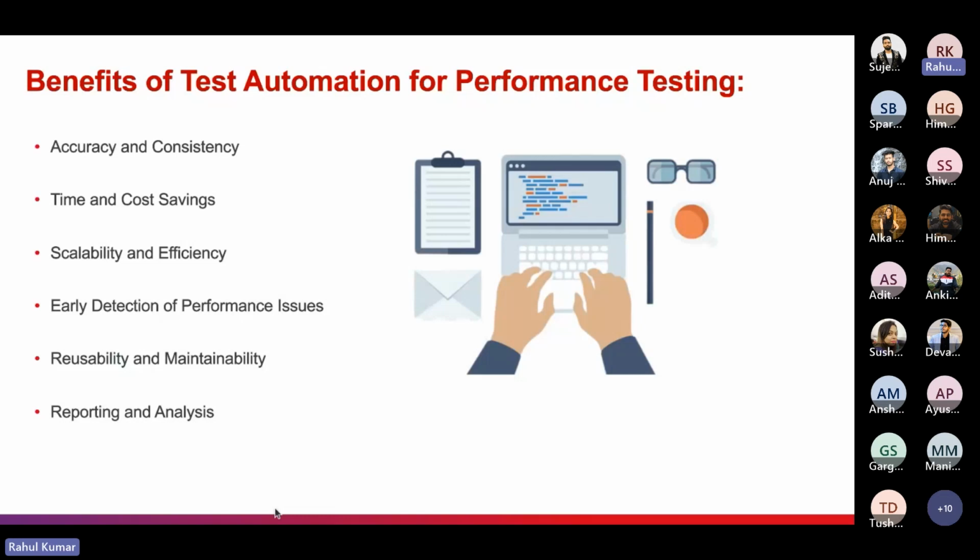So the first one is accuracy and consistency. Automation provides consistent and repetitive execution of performance tests, which eliminates human error and variation in the test results. Automation can also properly observe user interaction, which generates the load and measures performance metrics to give accurate and reliable results. Second one, time and cost saving.